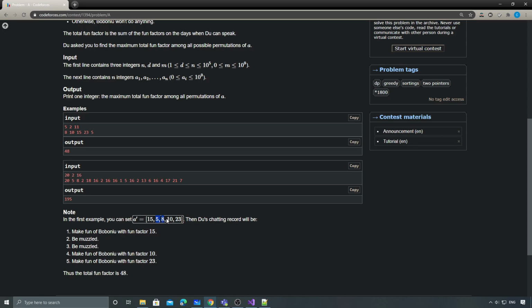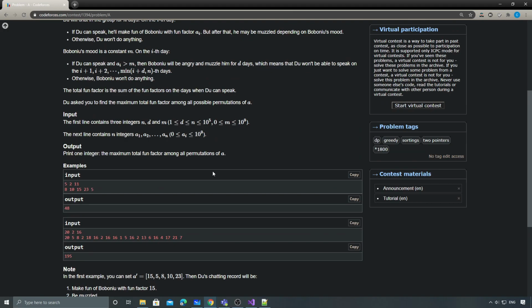Okay, and then on the fourth day, right? He will use this 10 factor, but since 10 is smaller than 11, he can continue to chat. And on the last day, he will just use 23 to do the chat, because even though he'll get muzzled for another 2 days, we only need to calculate the n days. So on the last day, even though he gets muzzled, it doesn't really matter. That's why the total is 48, right? Yeah. So basically, that's the description.